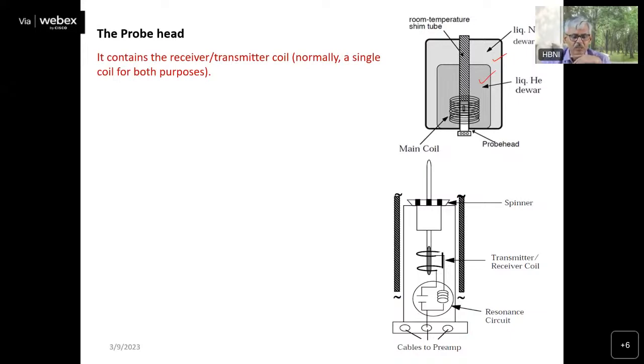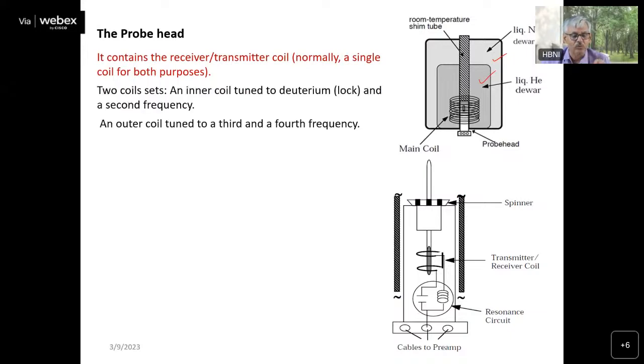So the probe head, as I told you, contains the receiver and transmitter coil. Normally it is a single coil, so that coil gives you the pulse, and again the same coil is used as a detector and collects the signal. Normally this is the setup being used. In fact, most of the time you'll see there are two coil sets. One will be the inner coil, which will always be tuned to deuterium. We'll explain why we are talking about the deuterium lock.